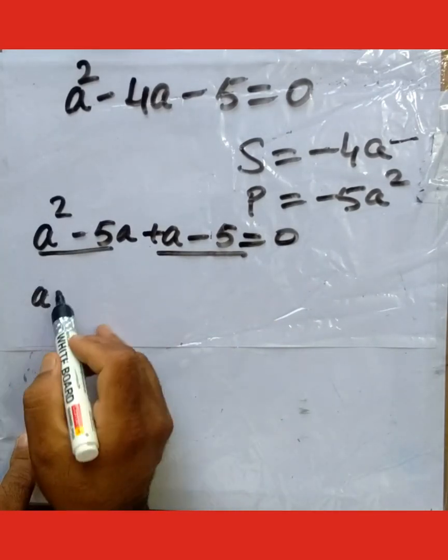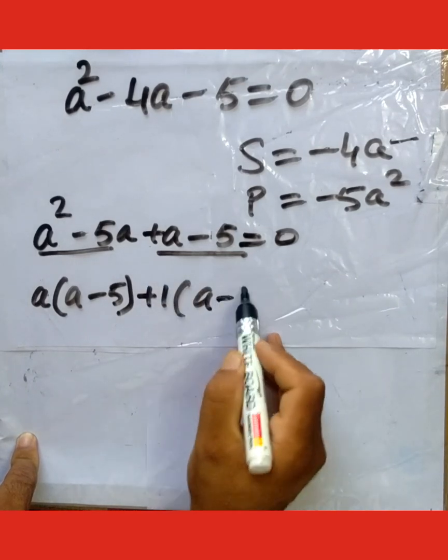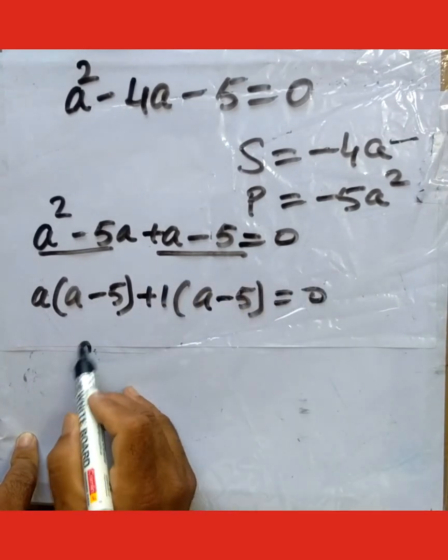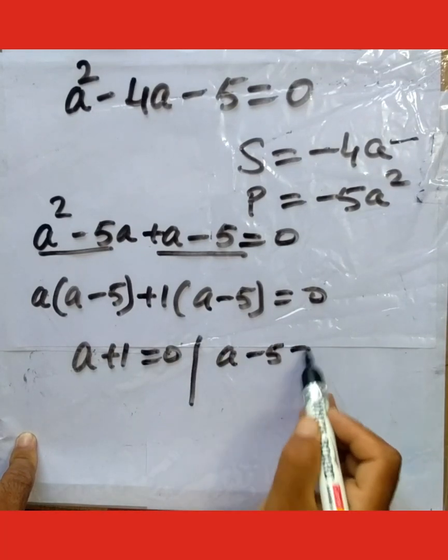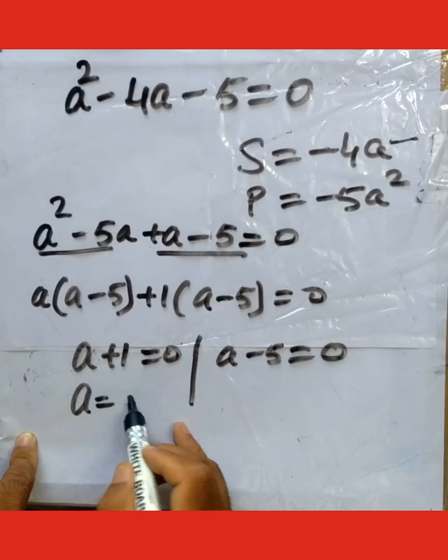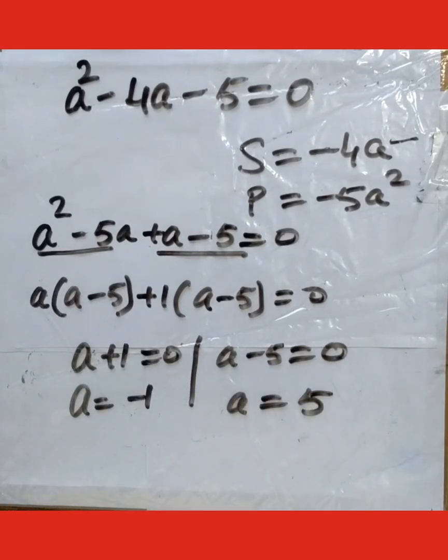Minus 5 into a, that is −5a², and −5a + a, that is −4a. So from here a is common, a − 5, and from here 1 is common, a − 5 = 0. So either a + 1 = 0 or a − 5 = 0. So ultimately a comes out to be −1 and a comes out to be 5. Now we have two values of a.